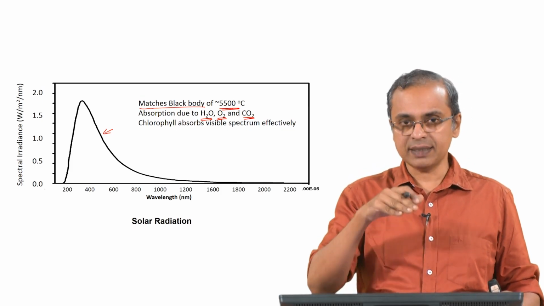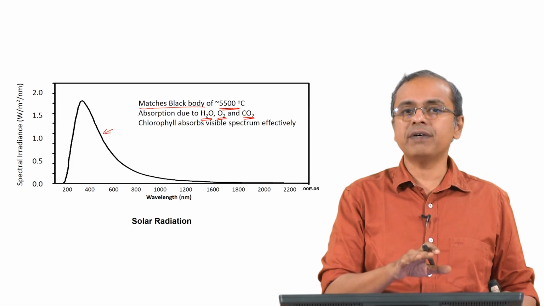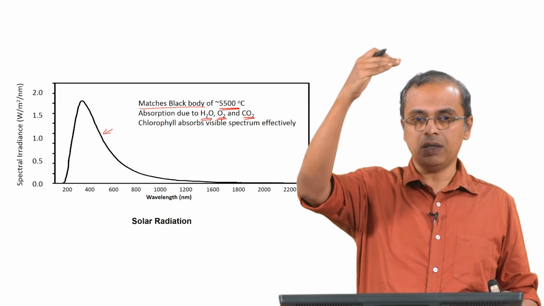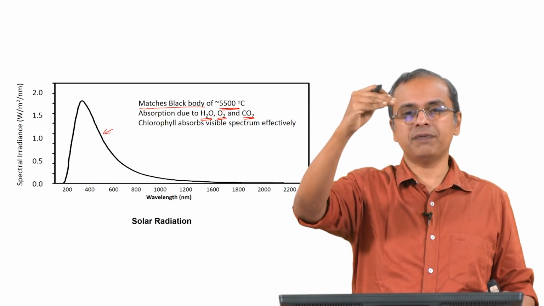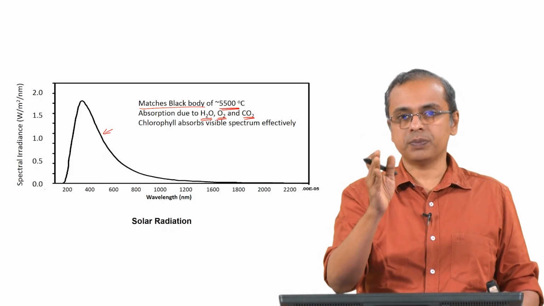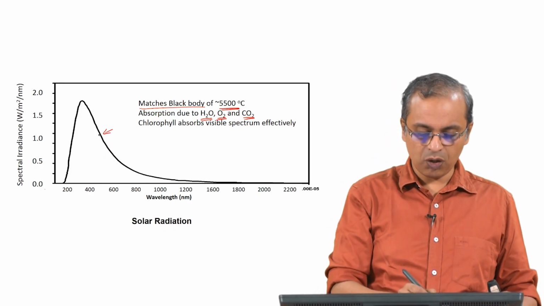So, what reaches the surface of the Earth is a slightly modified version of the curve that you see on your screen, because this is what reaches the upper surface of the atmosphere, and as it comes through, at specific wavelengths you have absorption. So, at specific wavelengths you will see a drop in intensity.